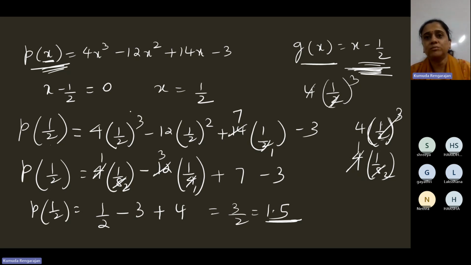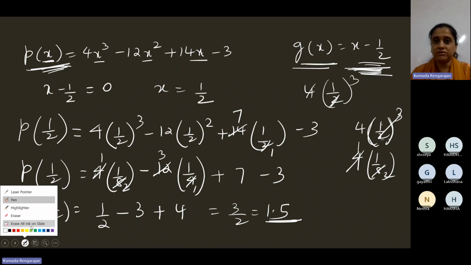How do we find the value? Wherever there is x, use 1 by 2. So the whole thing will become numerical, because x is the variable, and when you replace x with the number 1 by 2, the entire thing becomes numerical. So you'll get a number as the answer, and that number is the remainder when p of x is divided by g of x. All right, so this is the remainder theorem.